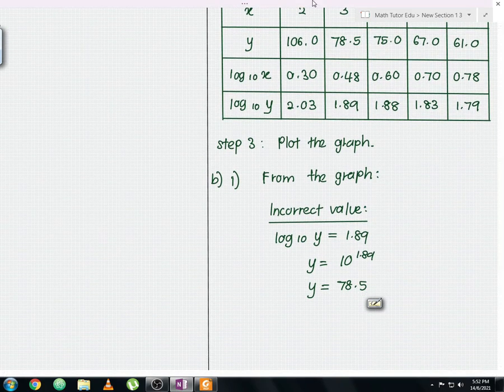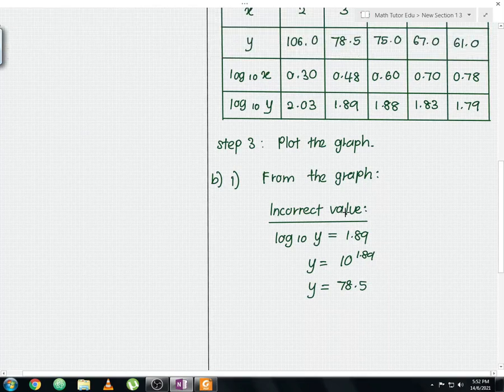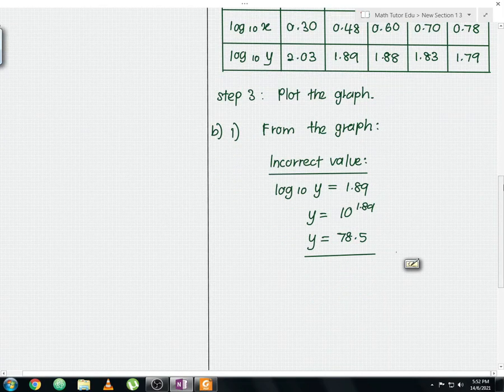Okay, so let me underline this. So this is the incorrect value. So to find the correct value, let me write here the correct value. Can underline the part.